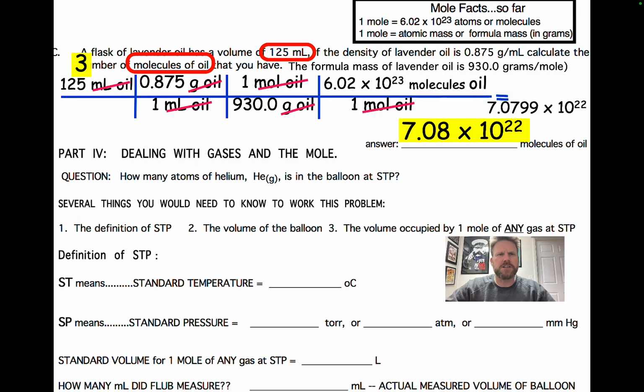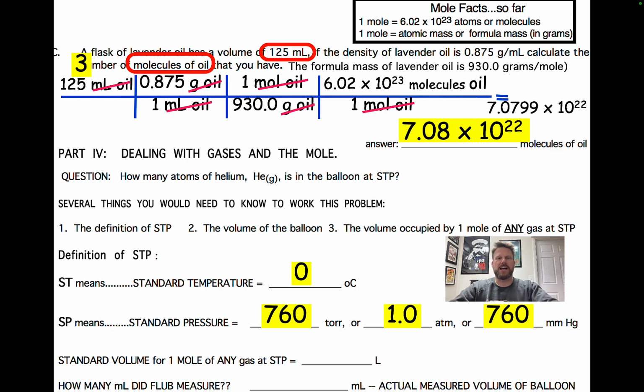STP are the initials of the great 90s rock band Stone Temple Pilots. S means standard. ST means standard temperature, which is 0 degrees Celsius. SP stands for standard pressure, which is 760 torr, or 1 atmosphere, or 760 millimeters of mercury. So STP stands for standard temperature and pressure.